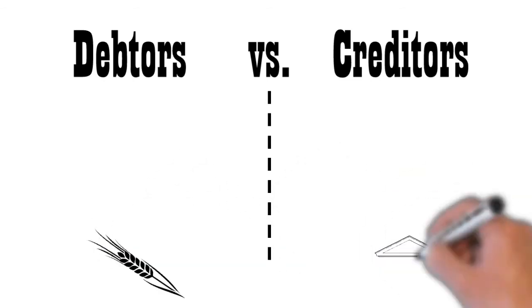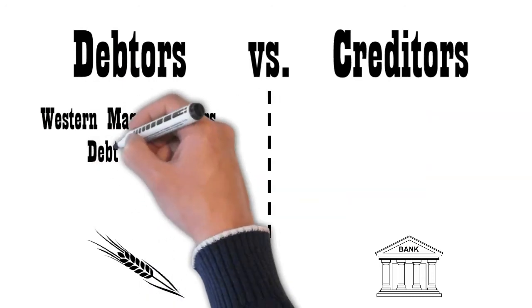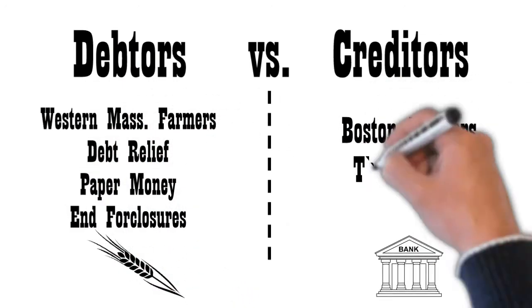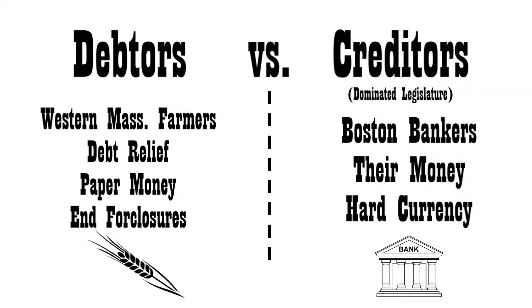On the debtors' side, these are the Western Massachusetts farmers. They had fought in the American Revolution. They've come home and they're facing mounting debts on their land. They're looking for relief from those debts. They want to be able to pay those debts with paper money, and they want to stop the creditors from foreclosing on their property. The creditors, though, these are Boston bankers. They want their money, and they want it paid in hard currency because it holds its value.